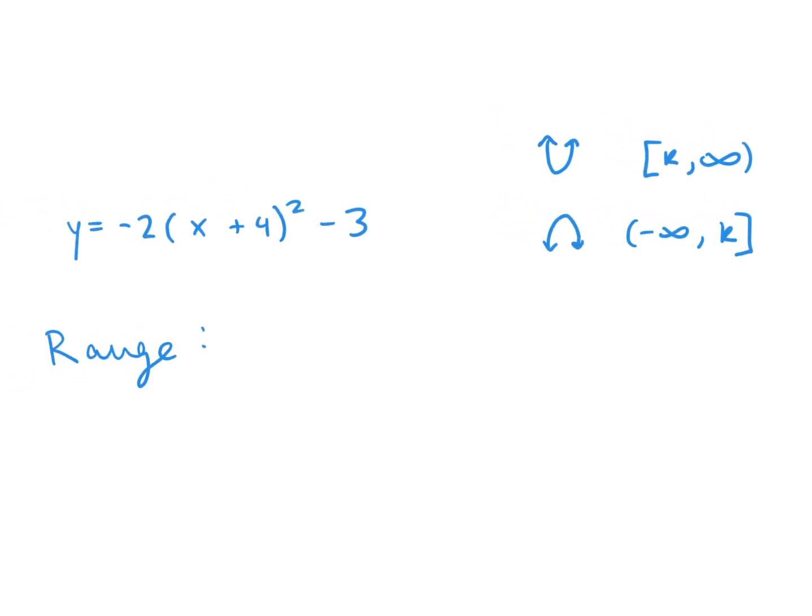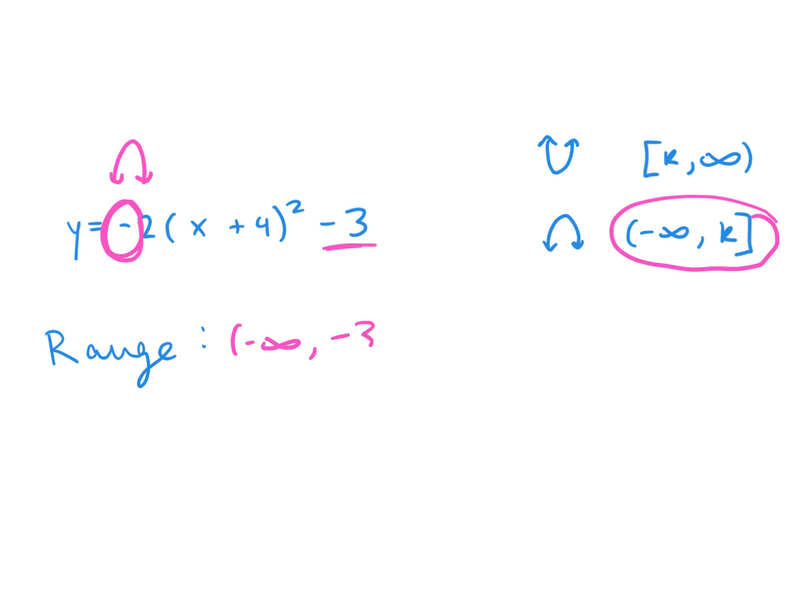So here, does my graph open up or open down? Down, because it has a negative out front. So that negative means that it opens down. So my range is going to look like this one. It's going to start at negative infinity and end at k. What's my k here? Negative 3.